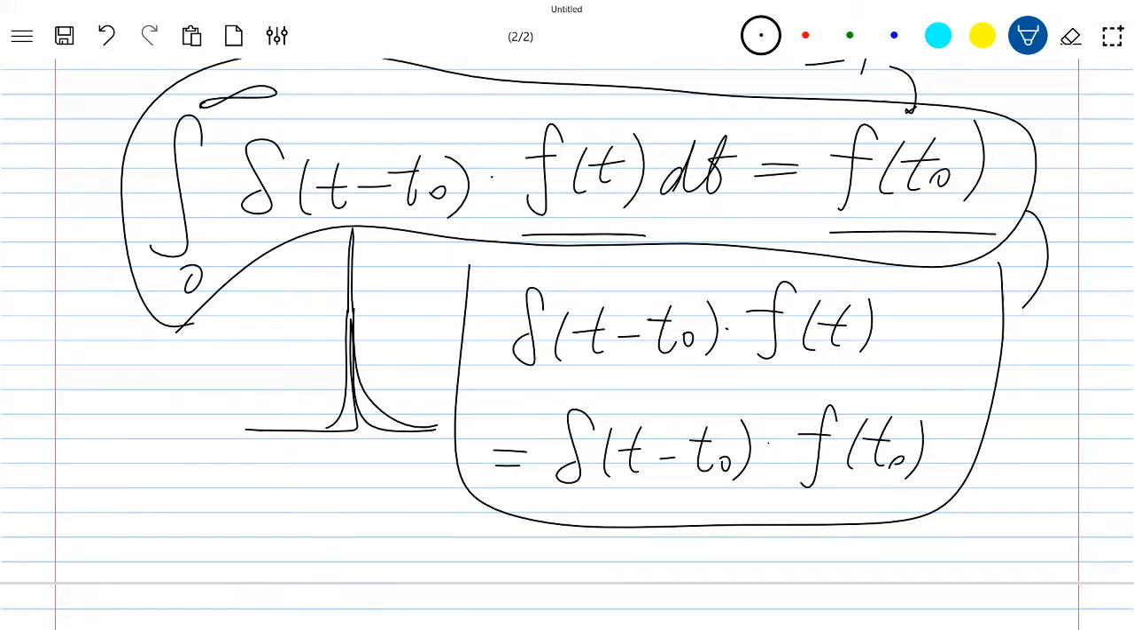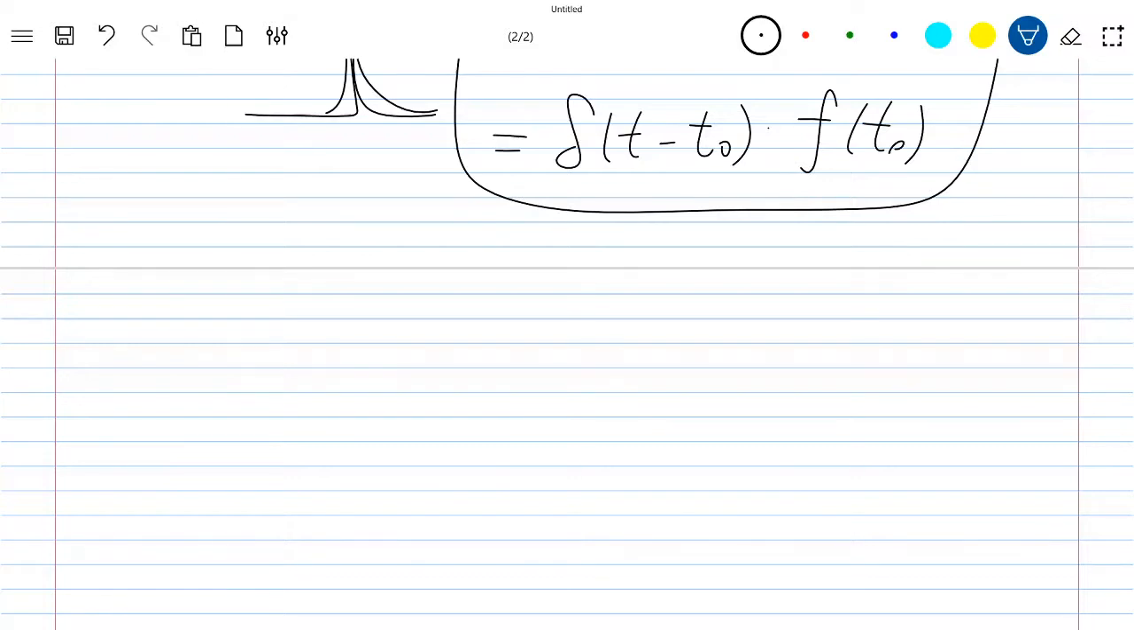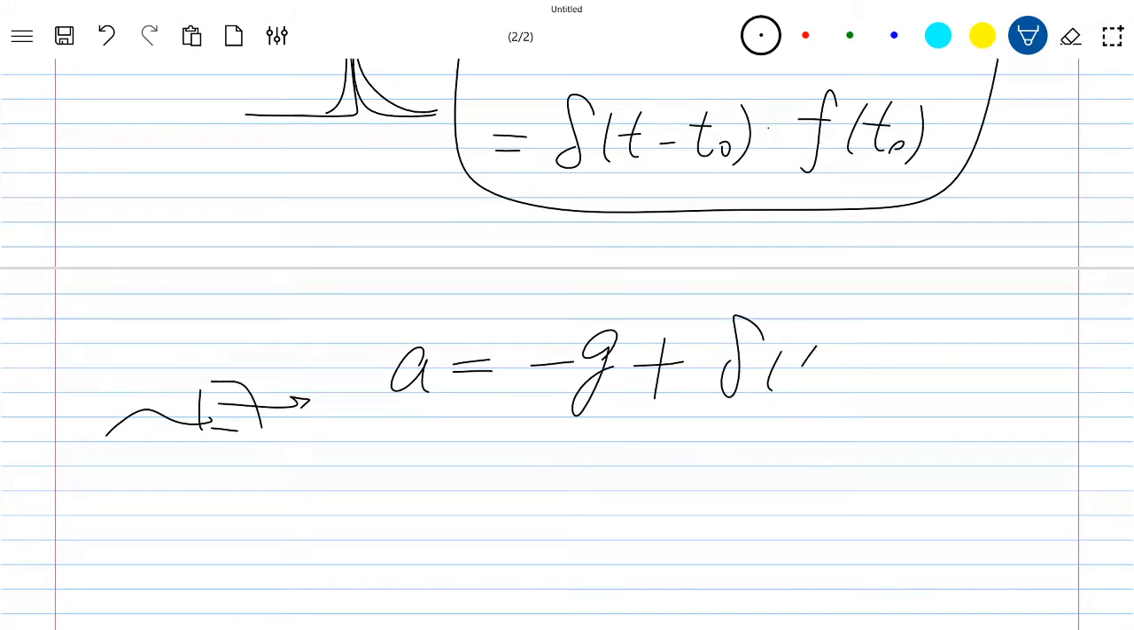All right, now let's see how we model things using a delta function. Say you have a motion that is continuous, then all of a sudden you have a push. So your acceleration would be, let's say, in the beginning just gravity, negative g. Then at some point suddenly you have a push, so you have a delta function like that.